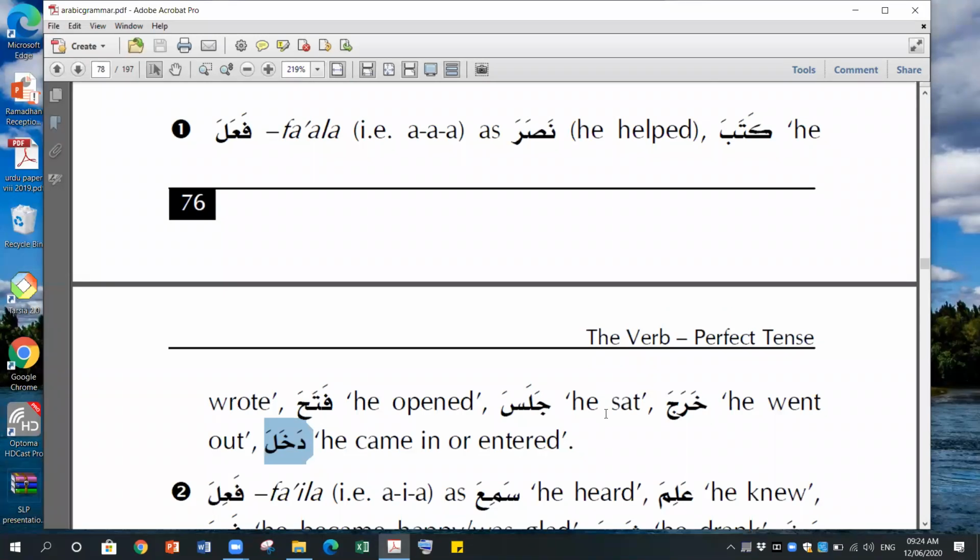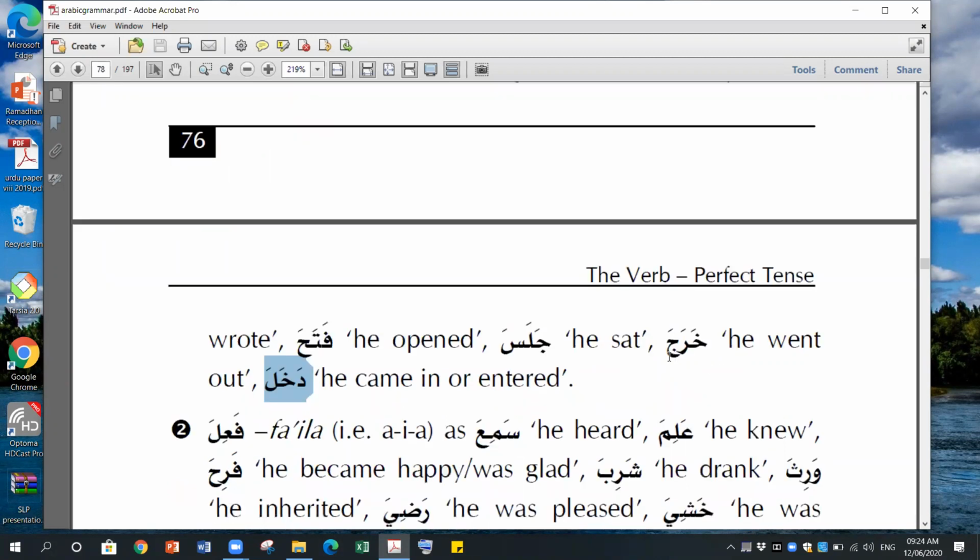This one is like a simple past. Even we have a division in past, simple past, present. So this is like simple: he opened, he came, he went, right? Simple past.